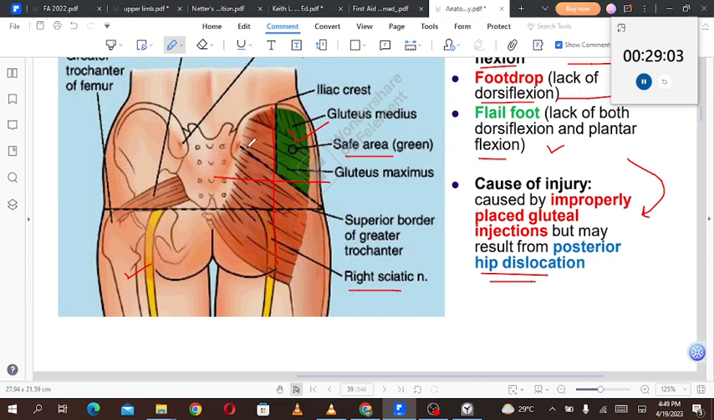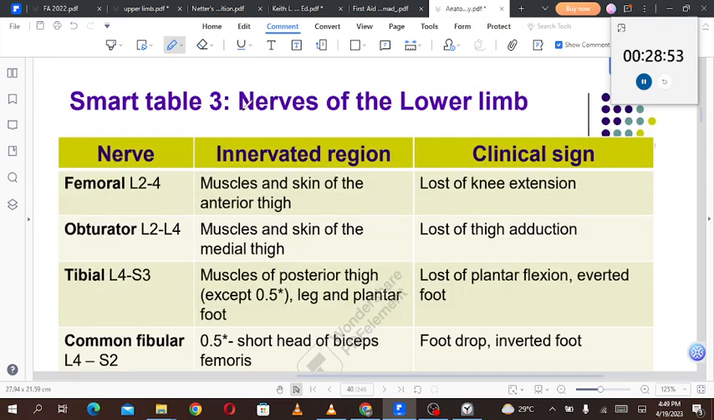If the injection is placed anywhere else, there is a risk of damage to deep structures, and the right sciatic nerve can also be involved. Superior border of the greater trochanter and stuff like that. So let's move forward to the smart table number 3, that is nerves of the lower limb.